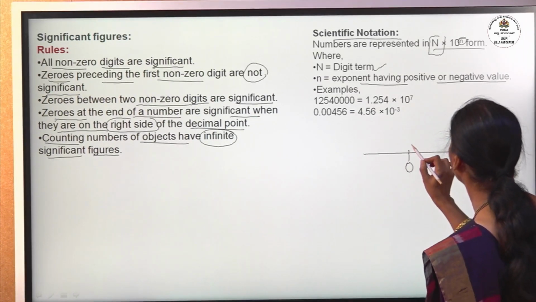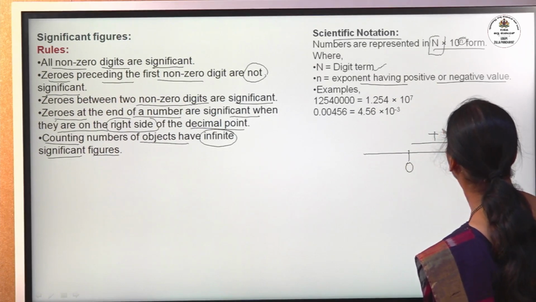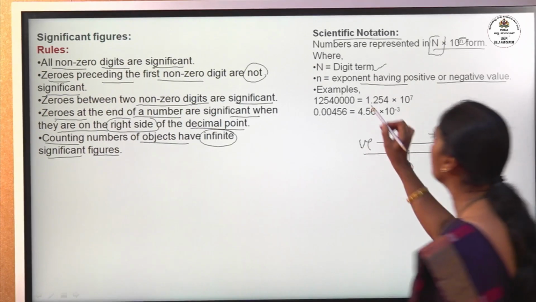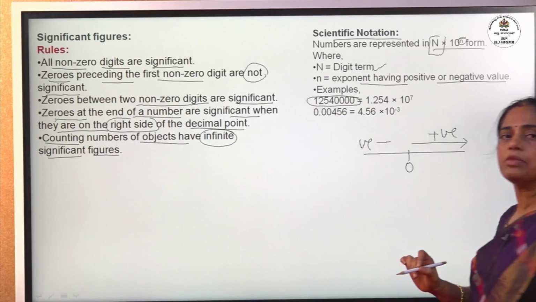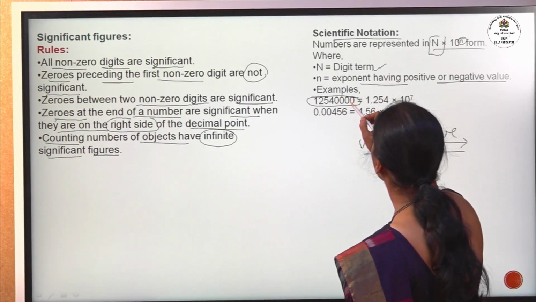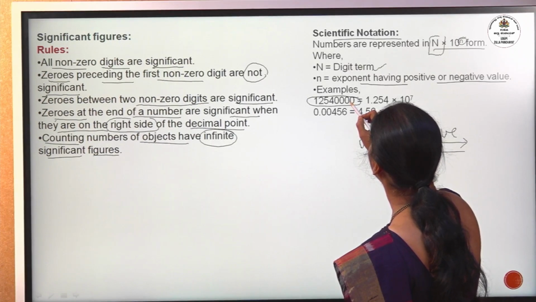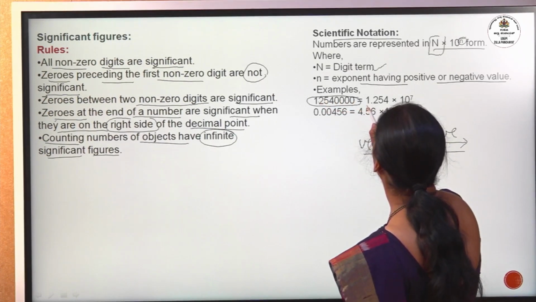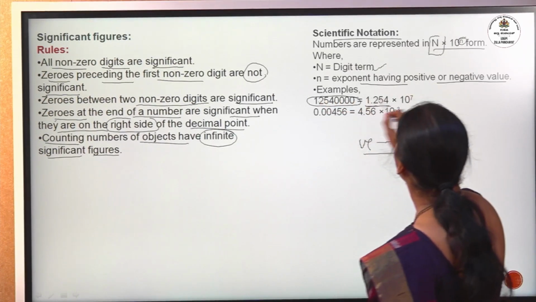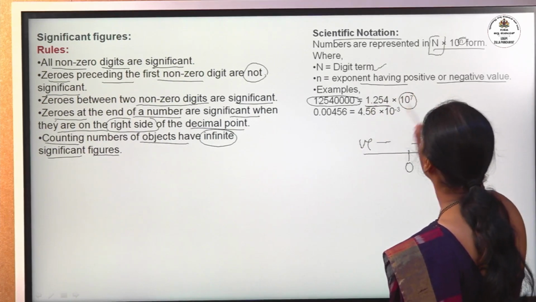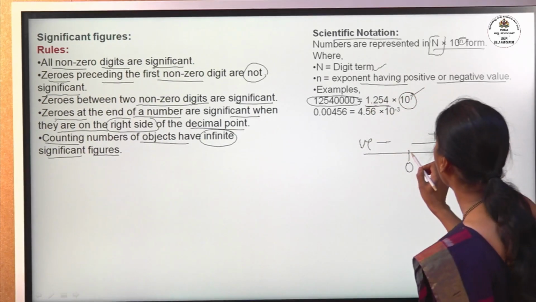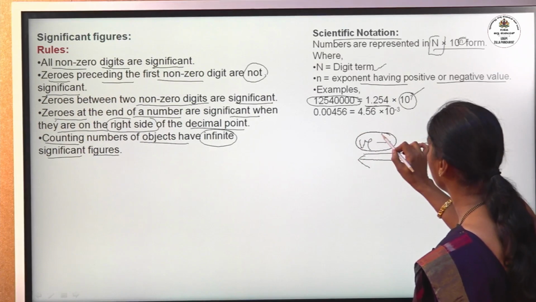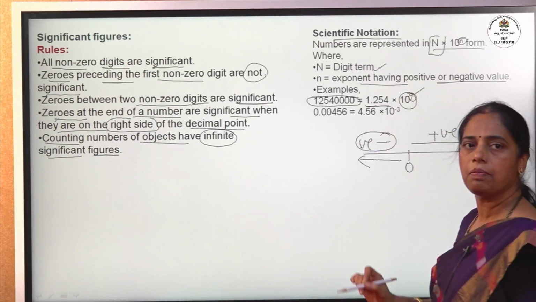Here we have 0, to the right of this we have positive numbers, and to the left of 0 we have negative numbers. Now to write this in terms of scientific notation, if we put the decimal and go towards the left, 1, 2, 3, 4, 5, 6, 7. Now we are writing this number as 1.254 into 10 to the power 7. To keep this in mind, on the number line, if we move towards left, the numbers we are getting are negative, but the exponent term will be positive.